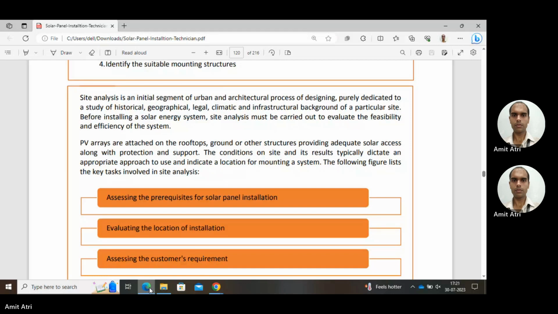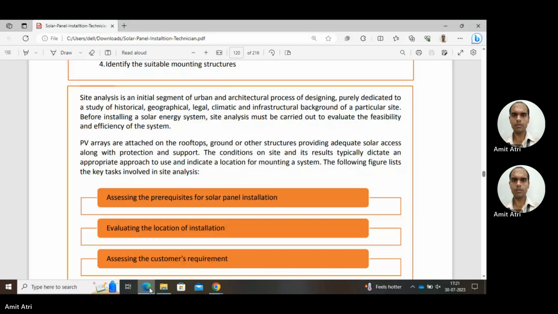It is purely dedicated to a study of the historical, geographical, legal, climatic, and infrastructural background of a particular site. Only after analyzing the site can we determine the feasibility of our solar PV system.